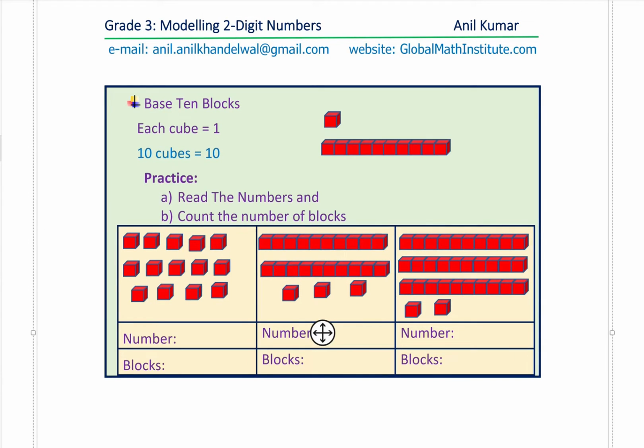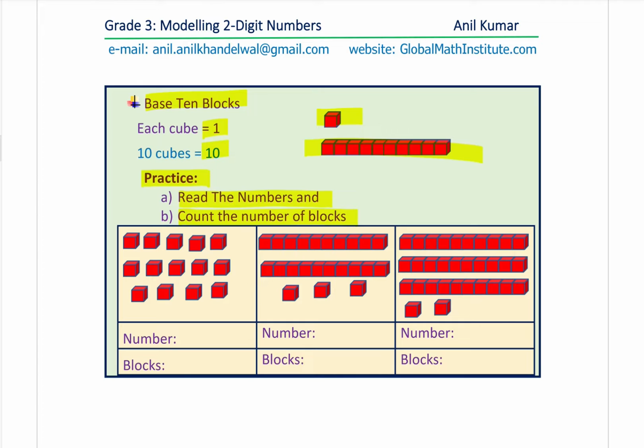Now again, we're working with the base 10 blocks. We know 1, and this is a set of 10. Okay, so 1 and 10 numbers. The question for you to practice is read the numbers and count the number of blocks. Okay, take your time. Read these numbers. So let's start with the first one.